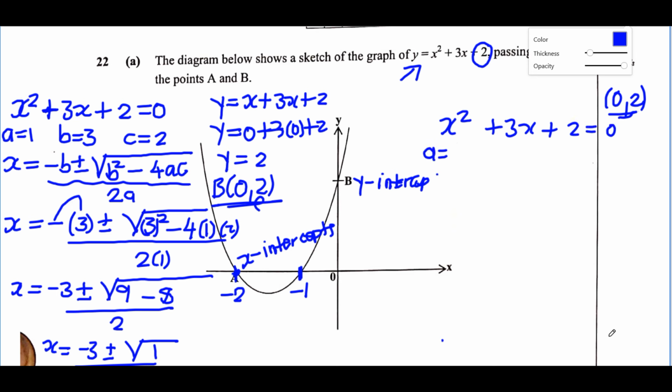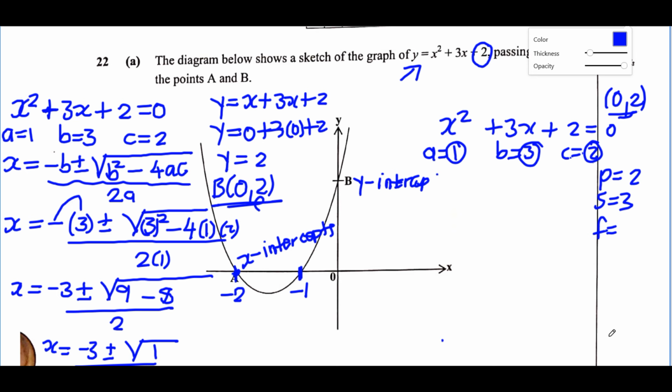So the value of a is 1, the value of b is 3, the value of c is 2. So let's find the product. Product, remember, is the value of a multiplied by the value of c. So 1 times 2 is 2. Then sum is just the value of b, which is 3. Then we need to find the factors. Now, whenever you are dealing with two positive numbers, if the product is positive and the sum is positive, then the factors should be positive.